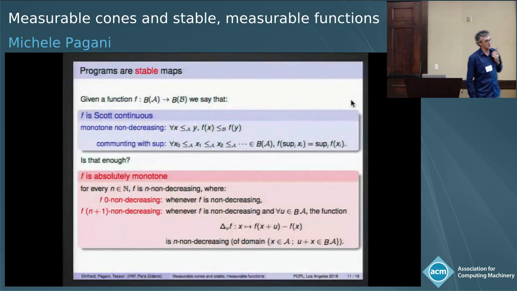It's a good question, but we have no idea. I mean, it's already a miracle, in my opinion, that stability comes out again in these completely different frameworks with respect to order theory.